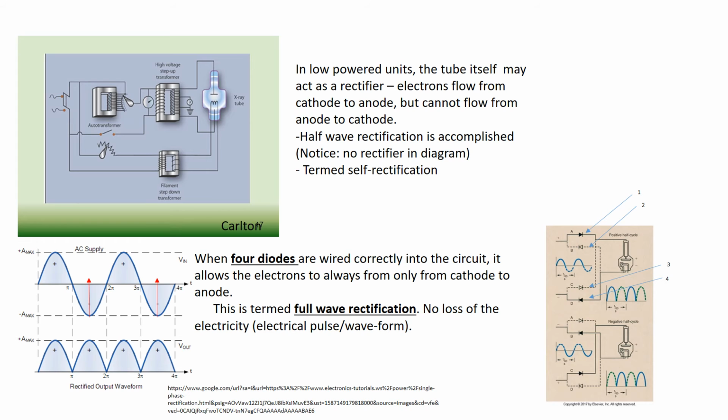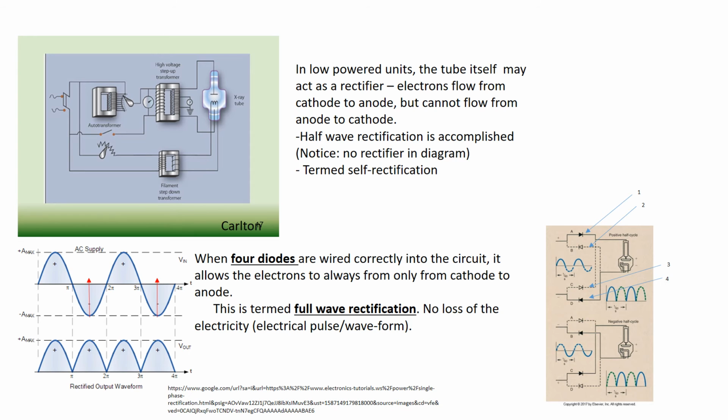This is termed self-rectification. So if you have the tube acting as a rectifier, electrons flow from cathode to anode. That gives you the top hump. Then the electricity switches going the other way, but electrons cannot flow from the anode to the cathode. The bottom hump is gone. So you're getting half-wave rectification.